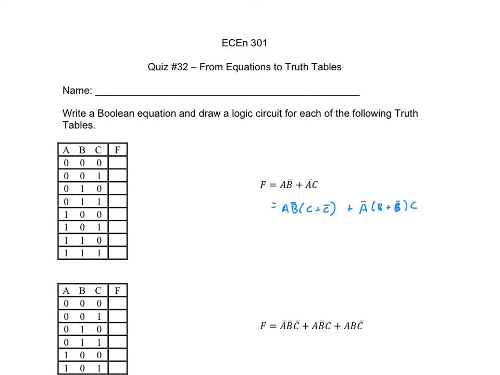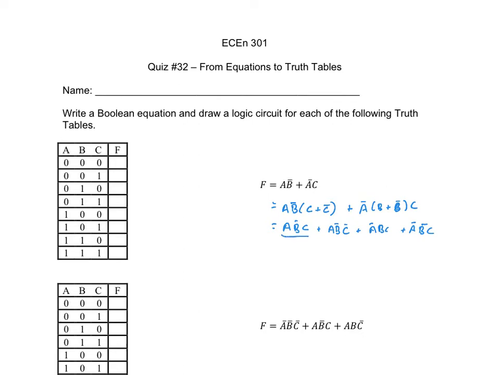bar), C. And this is going to be A, B bar, C, or A, B bar, C bar, or A bar, B, C, or A bar, B bar, C. So there's going to be four places in the table where that's true.